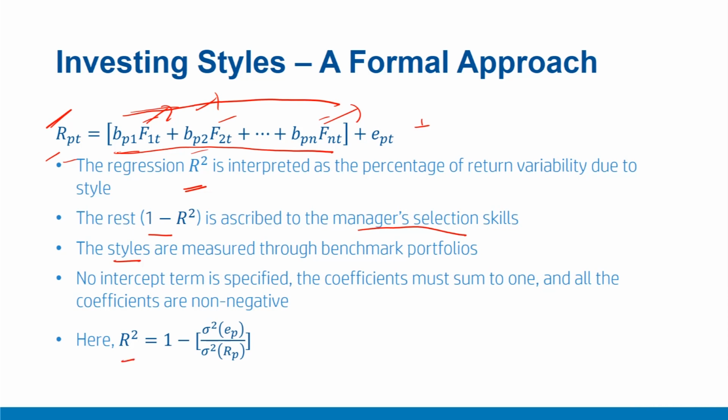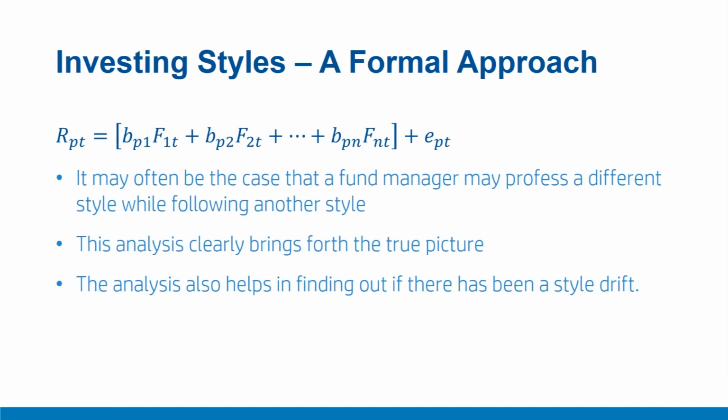The R square measure here is simple. In conventional R square, it is 1 minus RSS upon total sum of squares, which translates in this case to 1 minus the variance of EPT divided by the total portfolio return variance. RSS is the residual sum of squares, which is the variance of this EPT, divided by the total portfolio return variance.